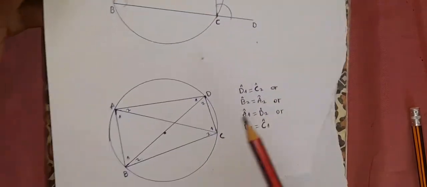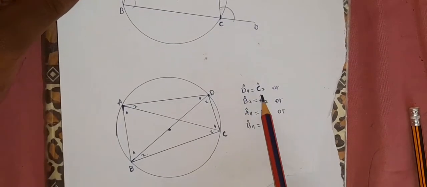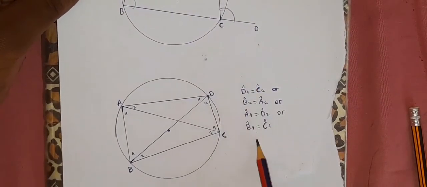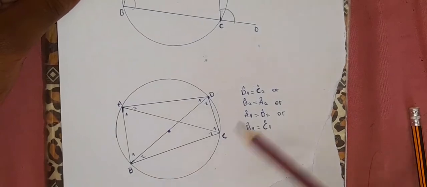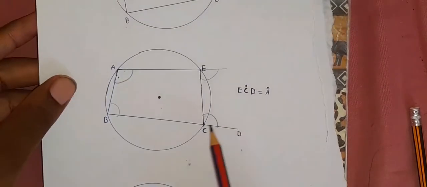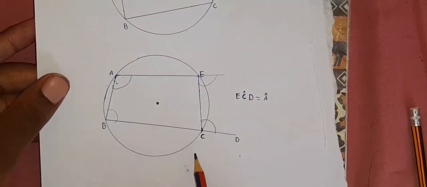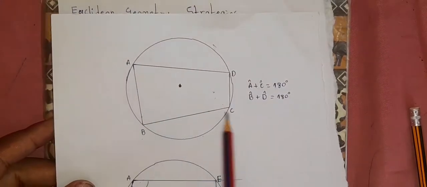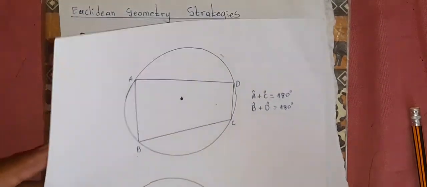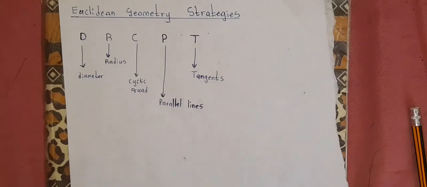You only have to prove one here. I forgot to mention, you only have to prove one of these. Don't prove all of them, only prove one. And here you only prove one, you don't prove both of them. And let's continue.